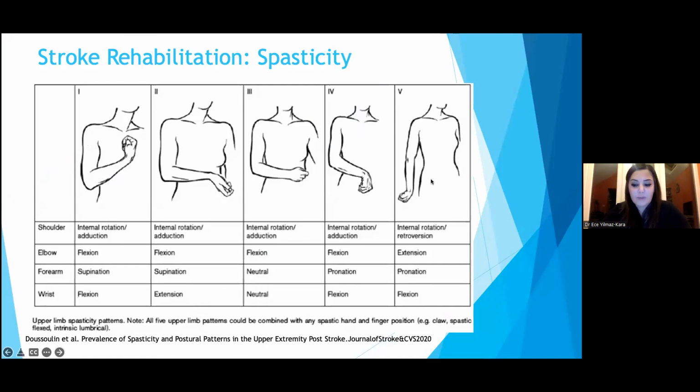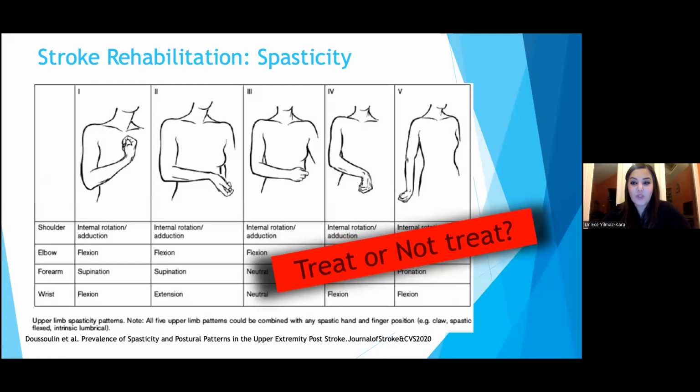So what do we do about spasticity? Do we treat or not treat? Because I did talk about the Brunnstrom stages, and it does emphasize that the natural motor recovery includes increasing spasticity and then decreasing. So what do I do about it in the early phases?